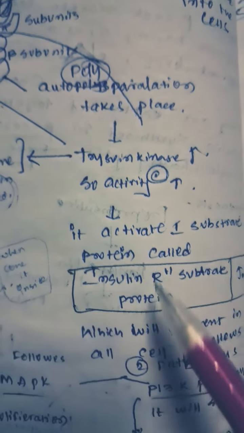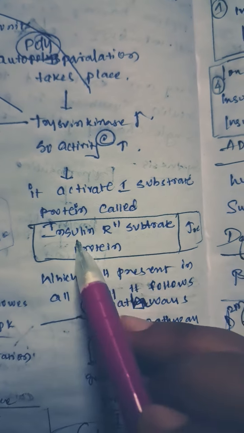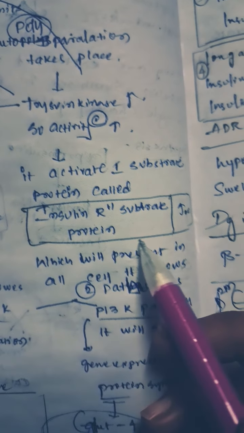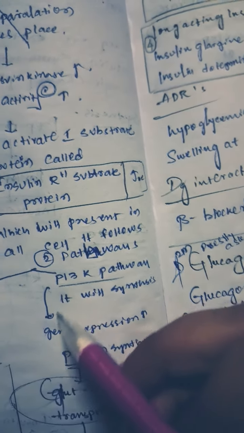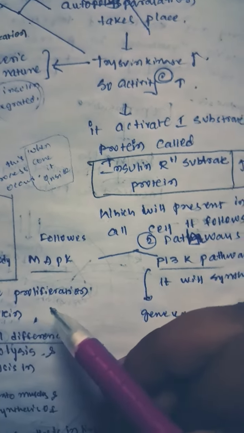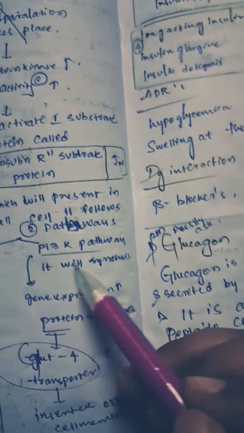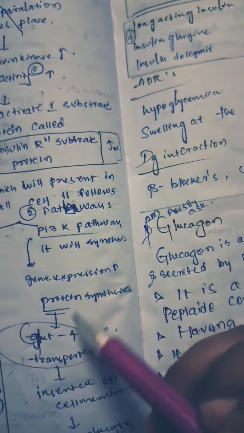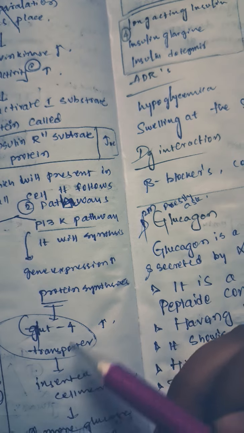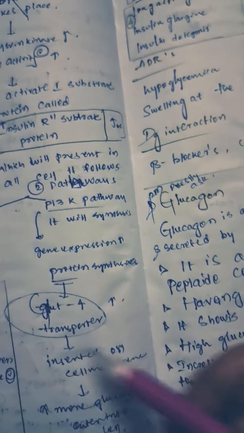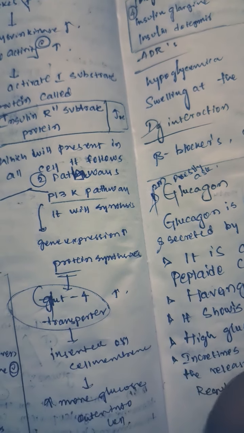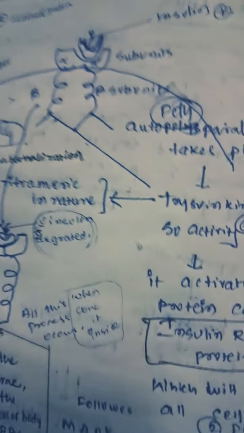Tyrosine kinase increases the activation of the substrate called insulin receptor substrate. After this, there are two pathways, the MAPK and PI3K pathways. MAPK causes the proliferation of protein, meaning cell differentiation. Next, the PI3K pathway increases gene expression, protein synthesis, and GLUT4 transport. GLUT4 transporter increases and is again inserted into the membrane for more glucose entry into the cell. So this is the mechanism of action of insulin.